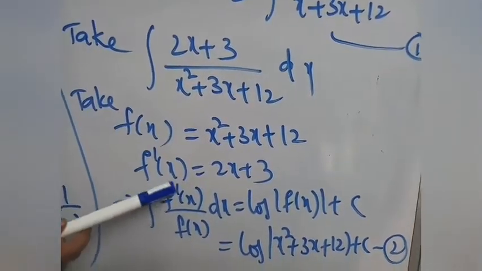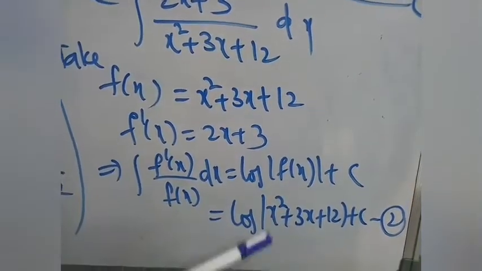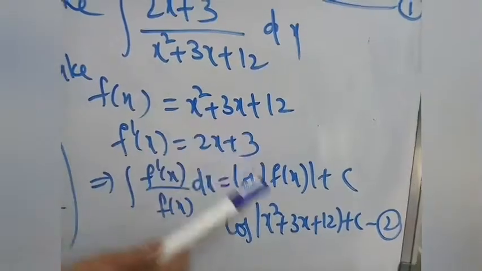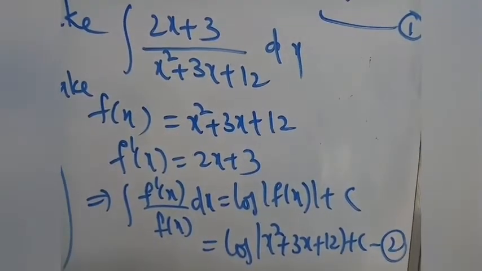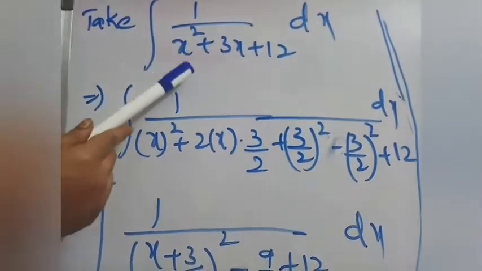So f dash x divided by f of x is nothing but what? Log mod f of x. So log mod, what is f of x term here? This one. So this is the first integration value. Now take the second integration value.